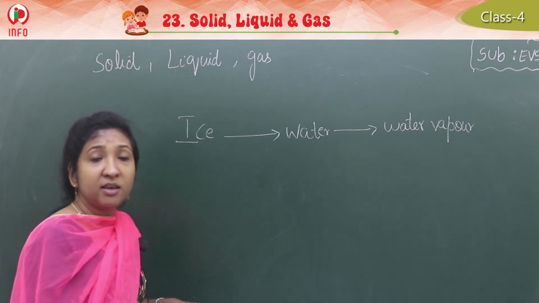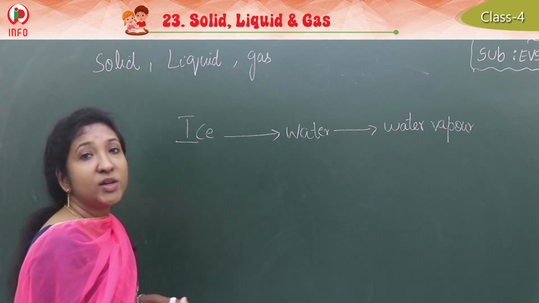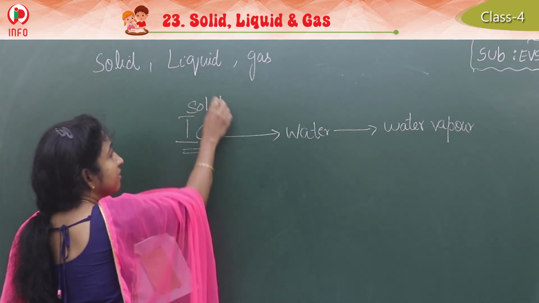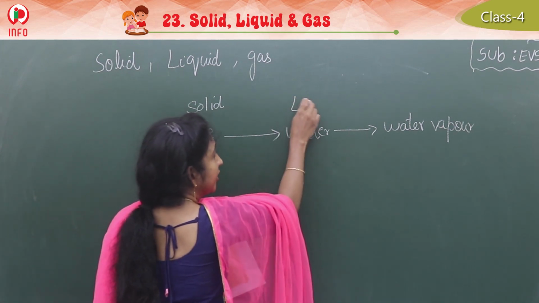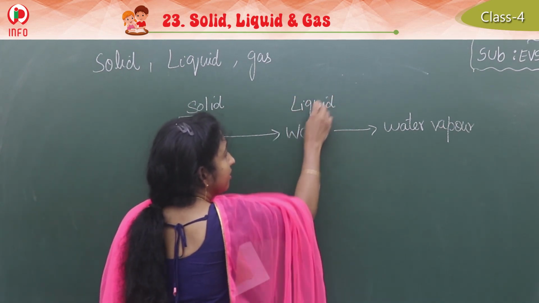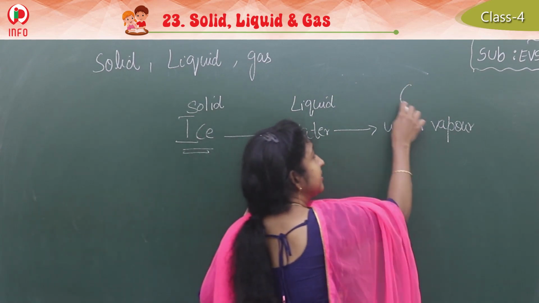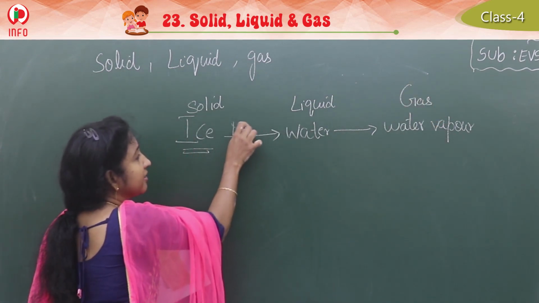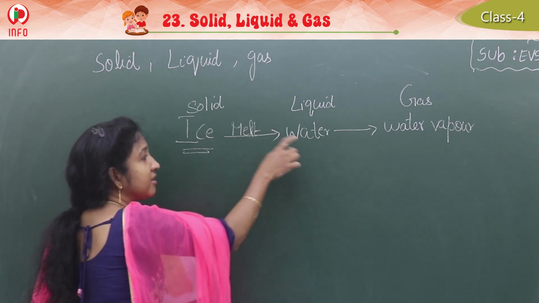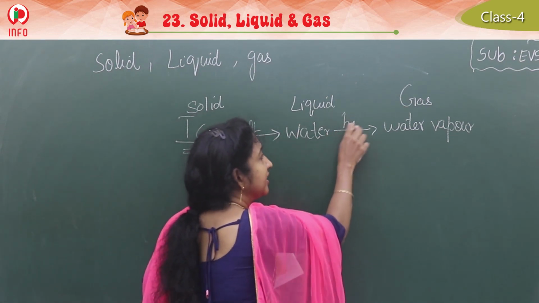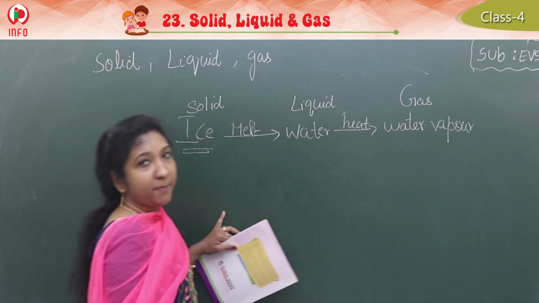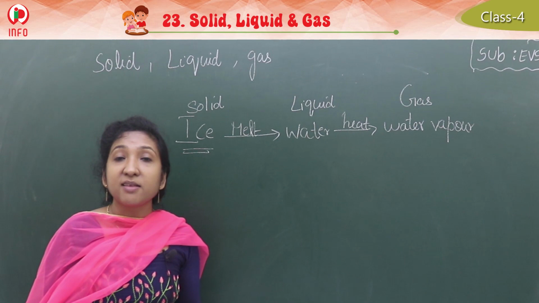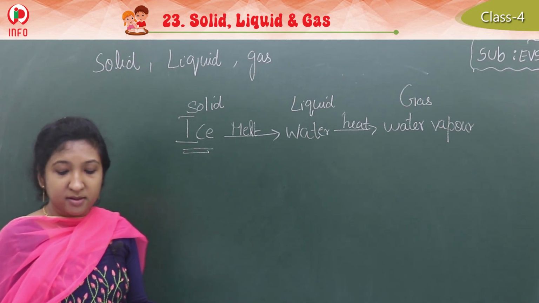It is not changing, but the arrangement of molecules changes, because ice means it is solid, isn't it? Water means it is liquid. Then water vapor means it is gas. So the molecules' arrangement is different. When we melt or heat ice, it changes to water. Again when we heat it, it changes to water vapor. So the states of water are interchangeable.